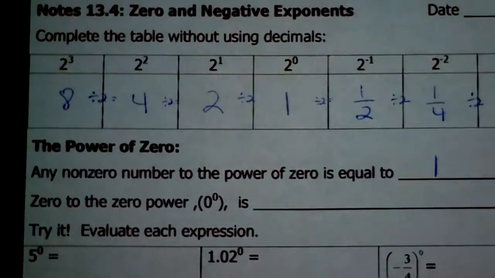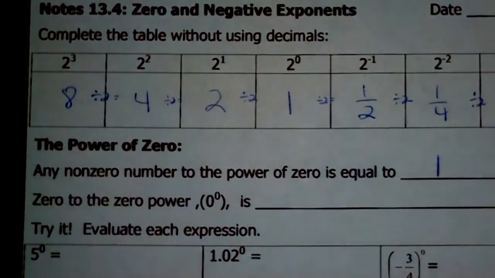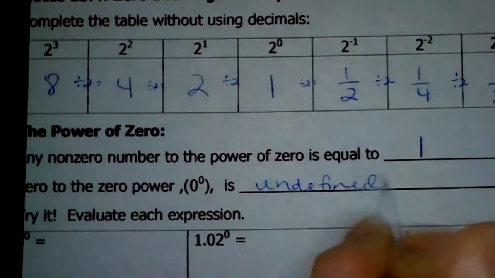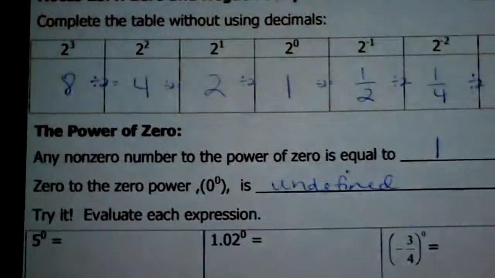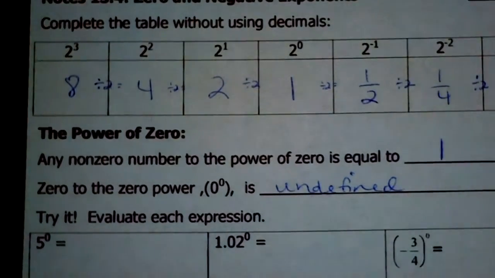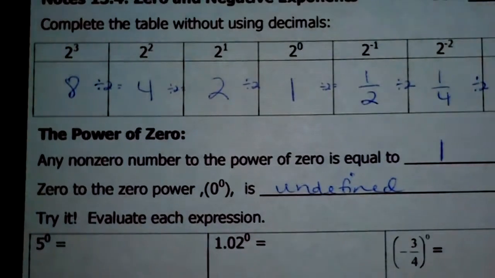So if you raise a number to the 0 power, it's 1. Except 0 to the 0 power. 0 to the 0 power is undefined. There's not an answer for that one. It's impossible. It's undefined. So if I asked you 0 to the 0 power, you wouldn't say that it's 0. It's not. It's undefined. There's not an answer for it. Nobody can define it. It's crazy.